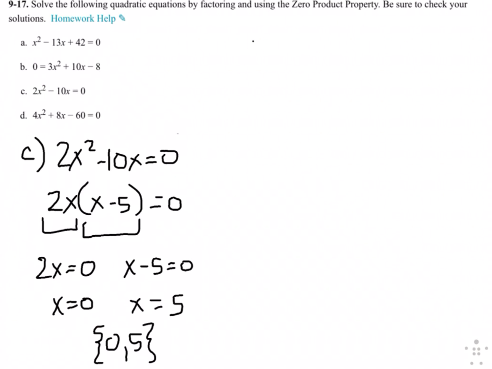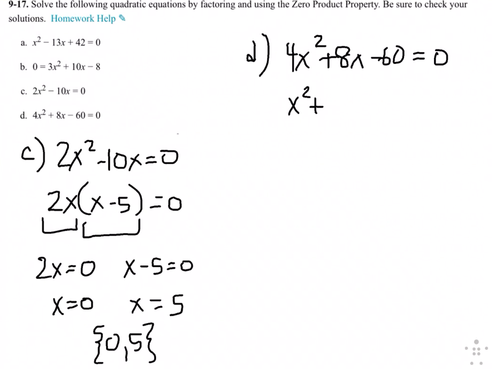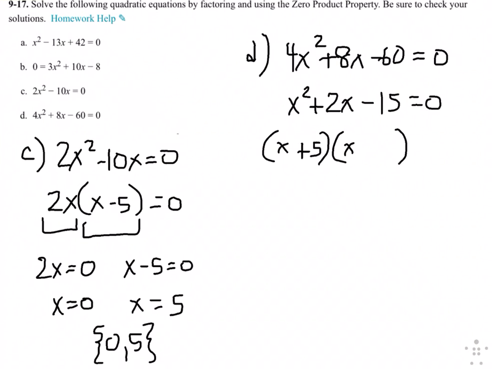And D, let's do D. 4x squared plus 8x minus 60 equals 0. I could divide both sides by 4, and I get x squared plus 2x minus 15 equals 0. And now, what times what is negative 15? Added is 2. So we have x, and then positive 5 and negative 3. That gives me a positive 2.